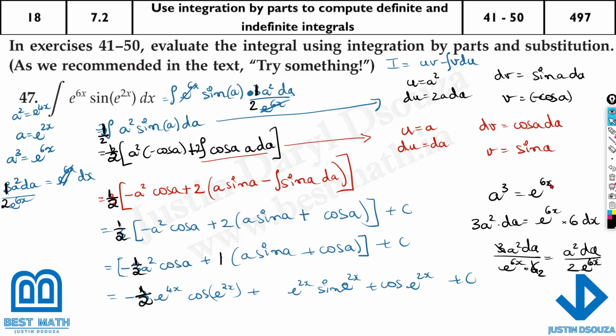When I derived, I forgot to do the chain rule. See, it's e to the power 6x multiplied by 6. Don't forget the chain rule. And here you go. This will be the correct answer. Twice we need to do integration by parts.